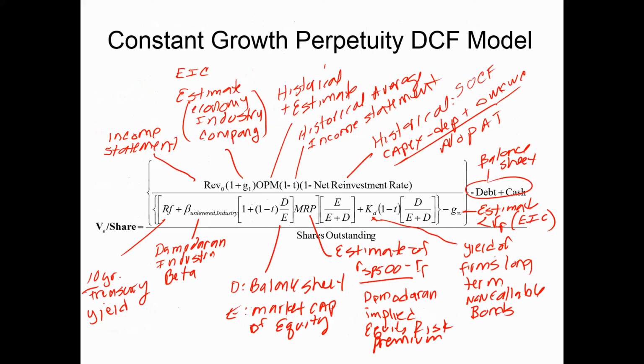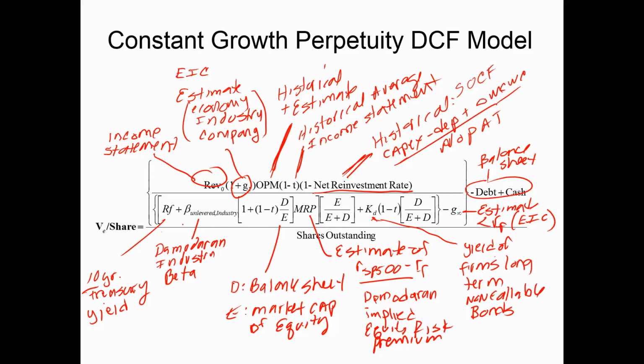So the model I'm going to show you actually uses this formula, and this is where all the sources are. I'm going to get revenue from the income statement. I'm going to forecast my growth rate of revenue next year by thinking about the economy and industry and company. I'm going to use a historic operating profit margin. I'm going to use a historic tax rate. I'm going to use a historic net reinvestment rate that I'm going to get from the balance sheet.